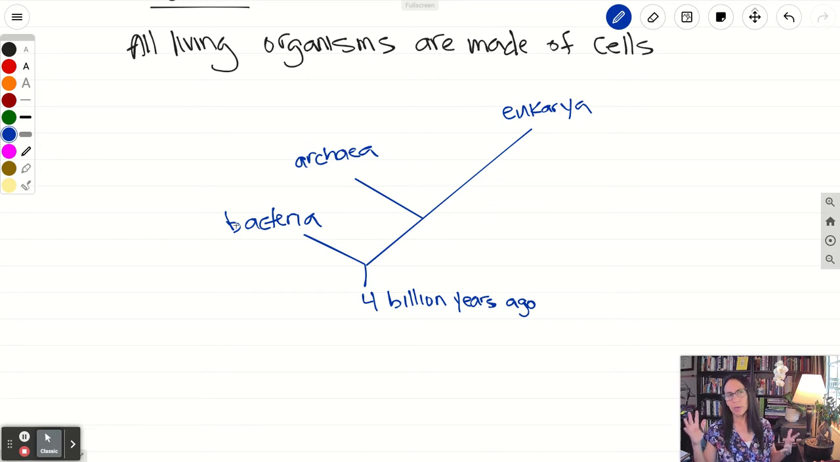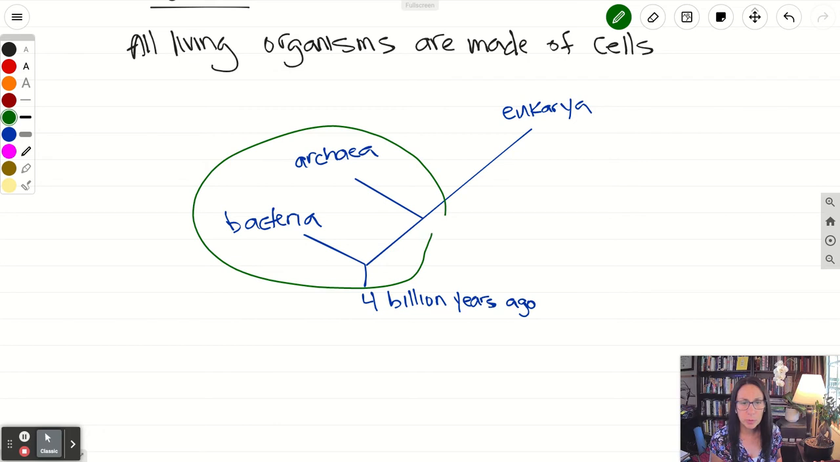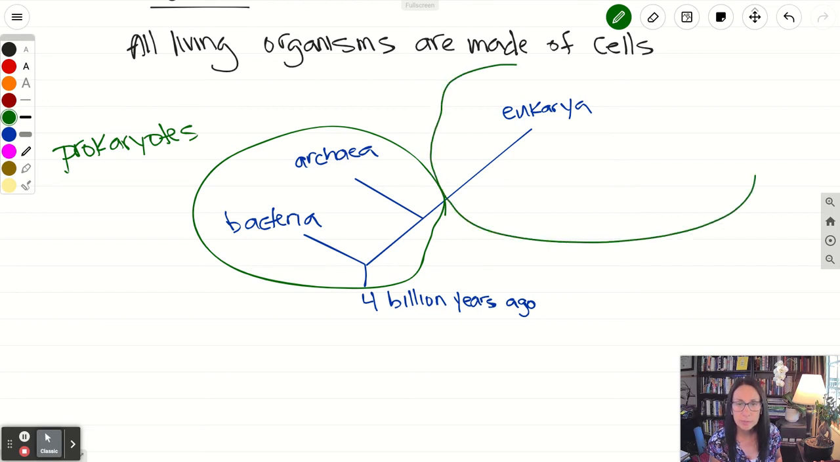I want to point out some things. Bacteria and archaea together are called prokaryotes. So I'm going to circle these two groups of organisms. These are called prokaryotes, and I'm going to give you some generalities about prokaryotes. And then this branch here are called eukaryotes. So you can categorize cells into two types.